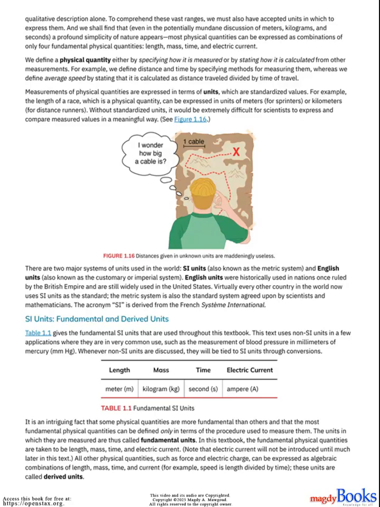It is an intriguing fact that some physical quantities are more fundamental than others and that the most fundamental physical quantities can be defined only in terms of the procedure used to measure them. The units in which they are measured are thus called fundamental units. In this textbook, the fundamental physical quantities are taken to be length, mass, time, and electric current. Note that electric current will not be introduced until much later in this text. All other physical quantities, such as force and electric charge, can be expressed as algebraic combinations of length, mass, time, and current. For example, speed is length divided by time. These units are called derived units.